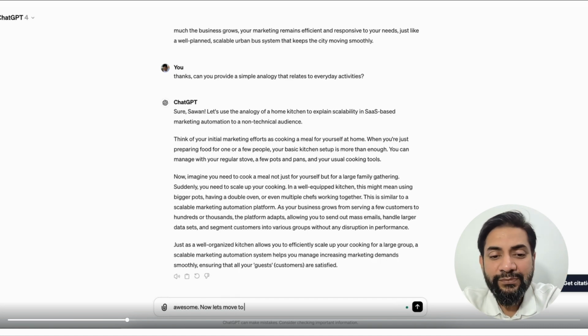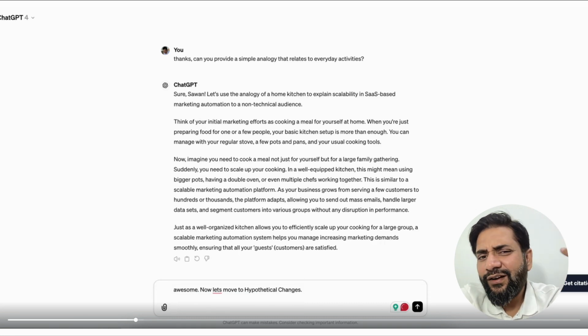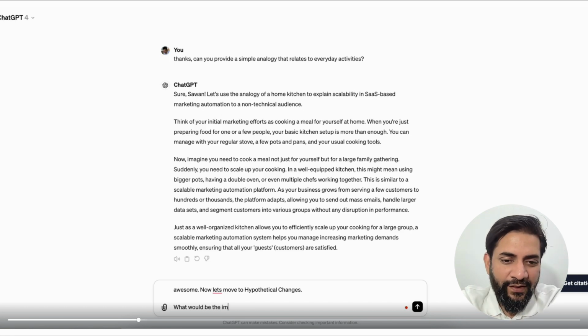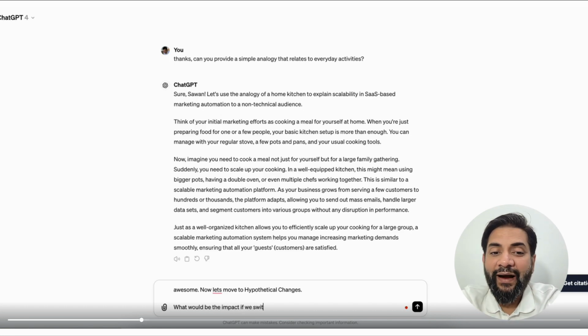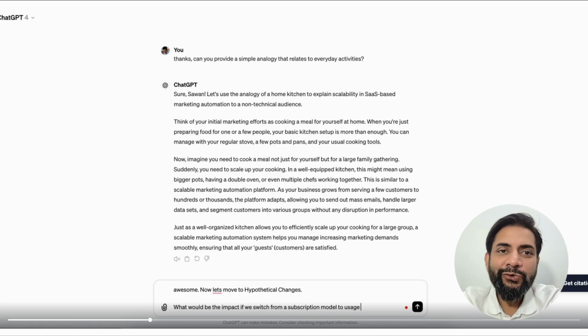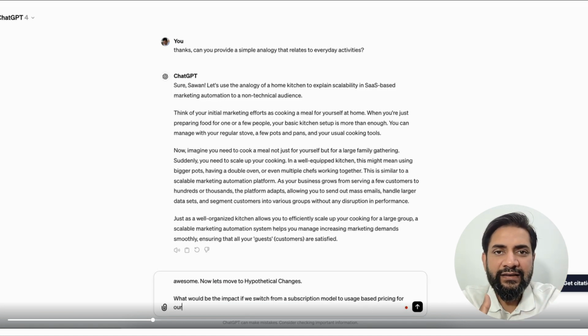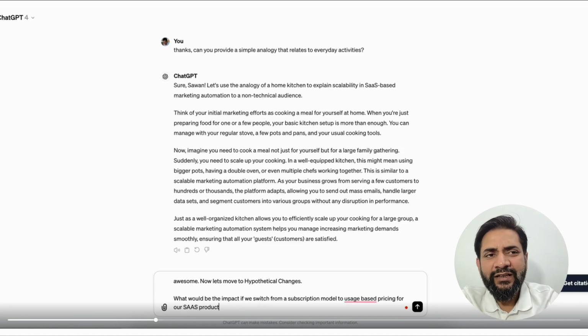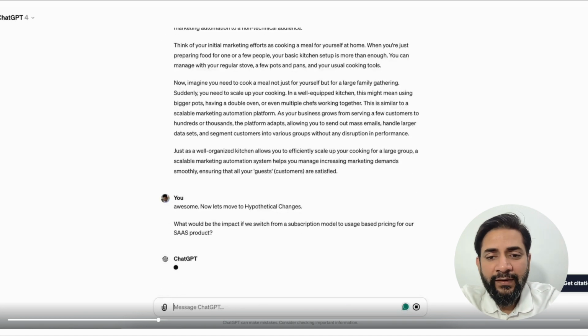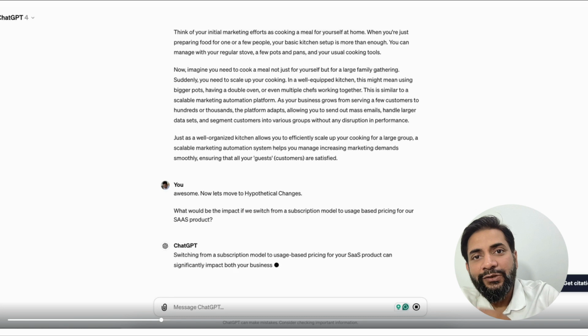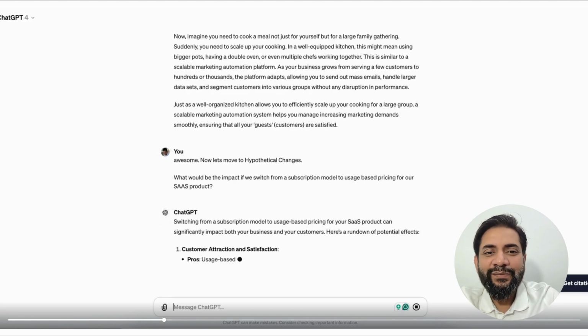It's awesome. Now let's move to hypothetical changes. Let's think of what possible changes can happen. One could be: what would be the impact if we switch from a subscription-based pricing mode to a usage-based pricing? Let's say we sell SaaS on a subscription-based pricing where it's $200 or $500 a month. And if we change it to a usage-based pricing, what would the possible impacts be?